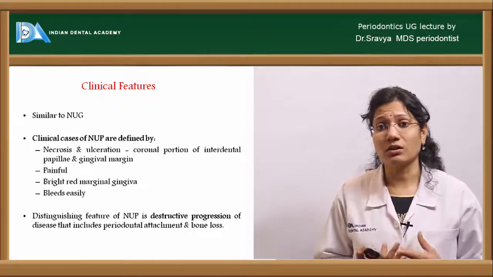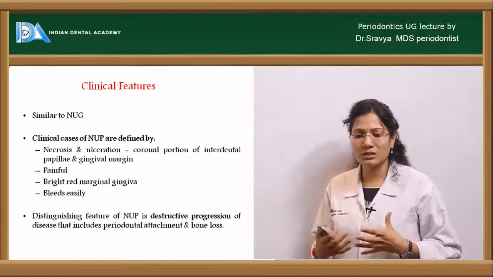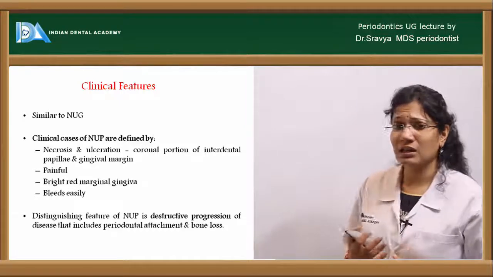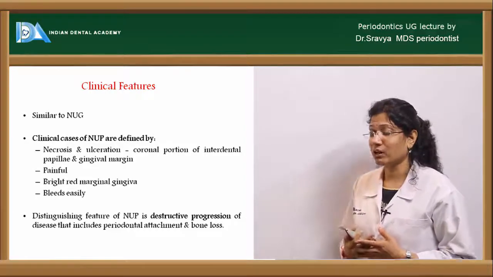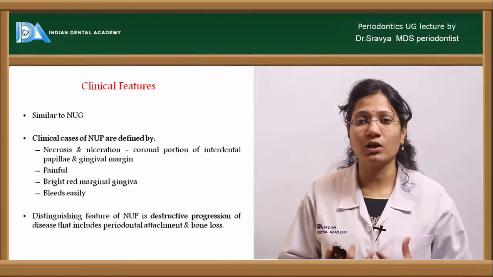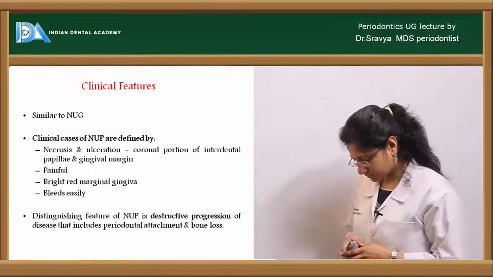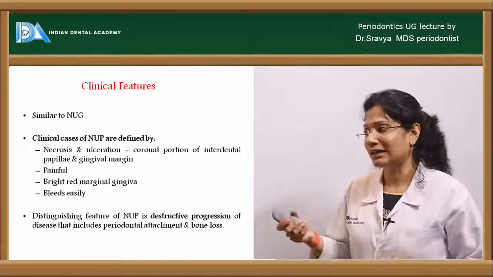Usually this condition is very painful because there's necrosis. The tissue is becoming dead, and it's forming an ulcer. So you can imagine the amount of pain that the patient might have. And there is a bright red marginal gingiva because it's an acute form of a disease, and the gingiva bleeds very easily. Just with touch, it can bleed.